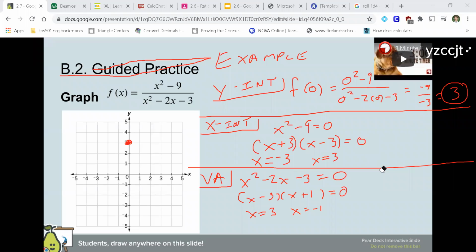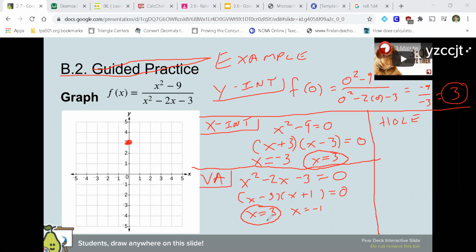Okay, do you see what I see? Are you picking up what I put down? Look what's happening. X equals 3 is a 0 of the numerator and the denominator. So it is really a hole in the graph. X equals 3.